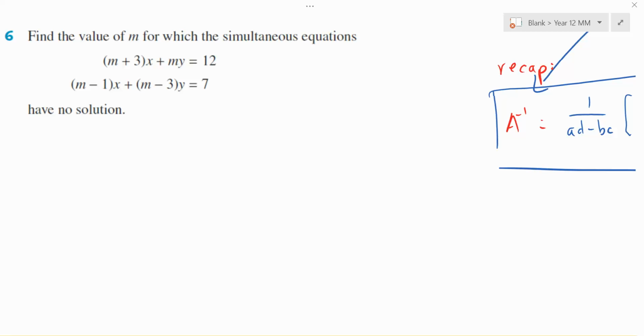So let's have a look. Find the value of m for which the simultaneous equations, m plus 3 times x plus my equals 12, and m minus 1 times x plus m minus 3 times y equals 7, have no solution. Now what does have no solutions mean? It's always key. What does it mean when we say have no solutions?